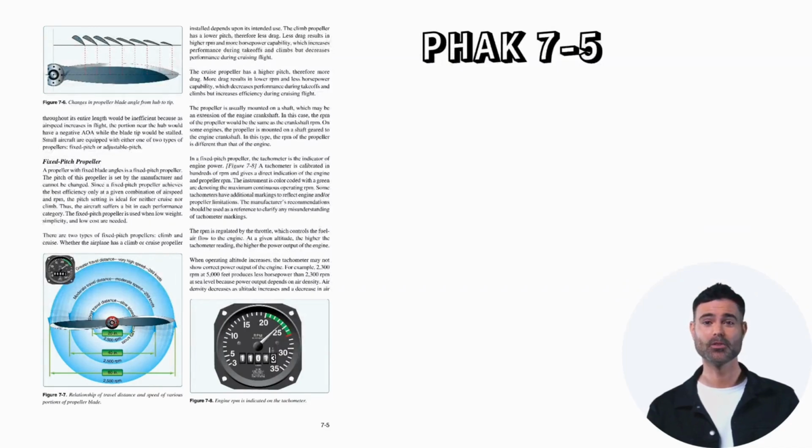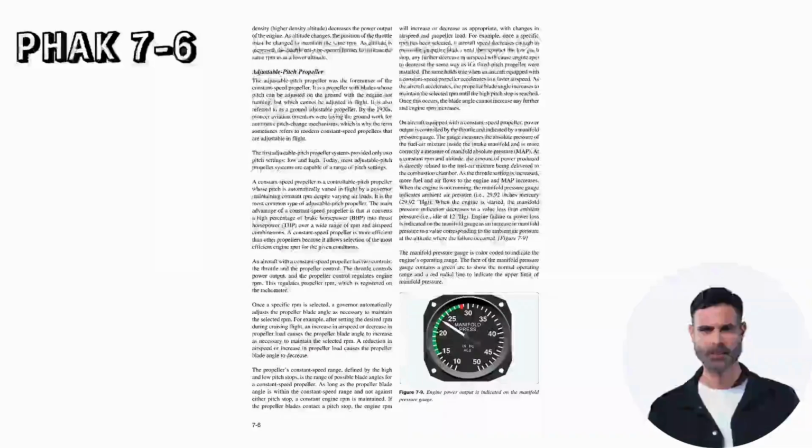When operating altitude increases, the tachometer may not show correct power output of the engine. For example, 2,300 RPM at 5,000 feet produces less horsepower than 2,300 RPM at sea level, because power output depends on air density. Air density decreases as altitude increases, and a decrease in air density, or higher density altitude, decreases the power output of the engine. As altitude changes, the position of the throttle must be changed to maintain the same RPM. As altitude is increased, the throttle must be opened further to indicate the same RPM as at a lower altitude.